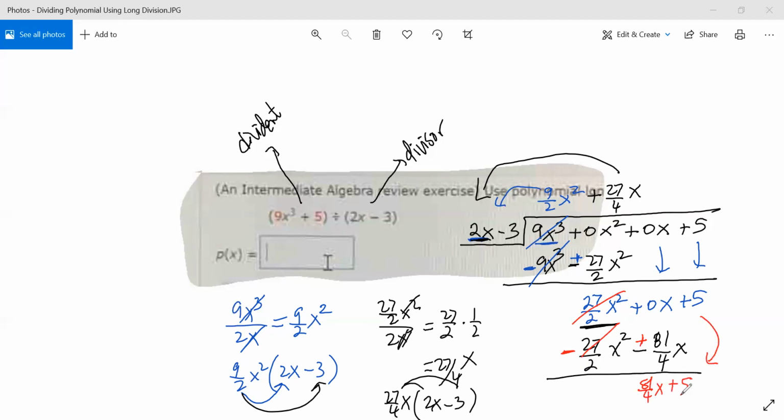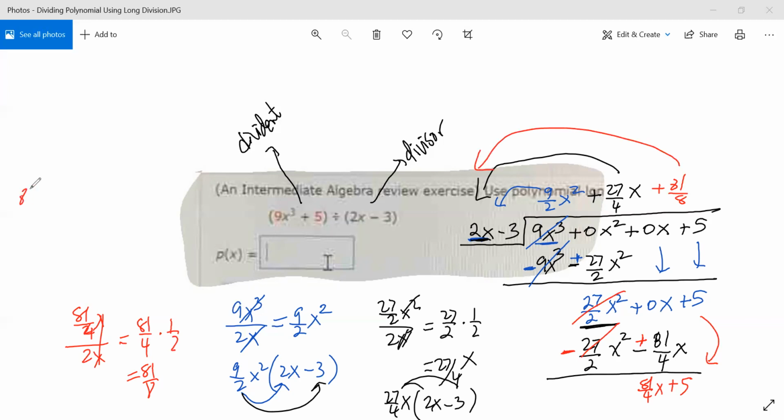And then do one more thing. So divide 81 over 4x divided by 2x. Now x will cancel out, so 81 over 4 multiplied by a half, that's 81 over 8. So then I say plus 81 over 8, and now multiply by this. So 81 over 8 multiplied by 2x minus 3.